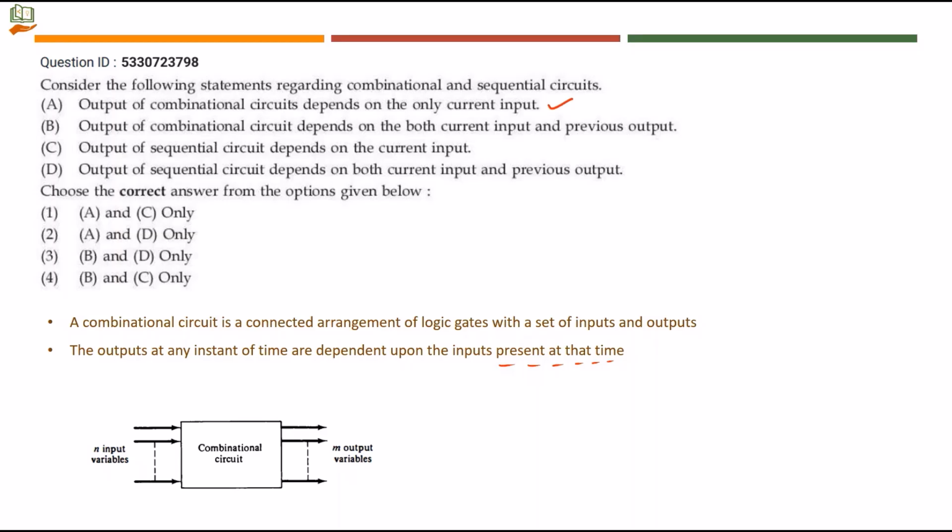It is right. Output of combinational circuit depends on both current input and previous output. It has not mentioned anything about it. The previous output is nowhere taken as input here. So this point is definitely wrong. A is definitely true. So we will rule out 3 and 4 here.